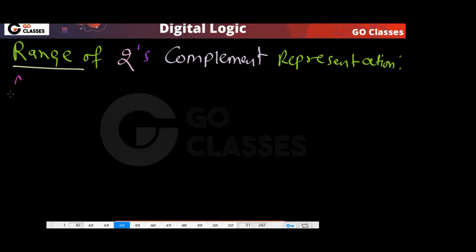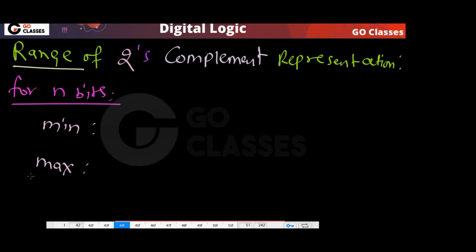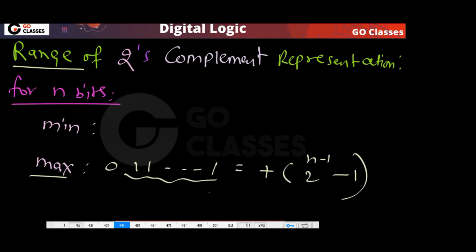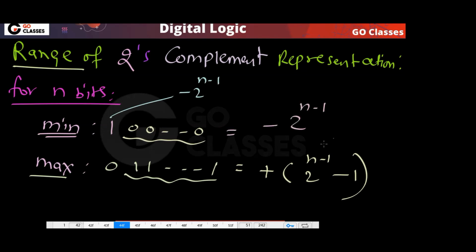Now using n bits, what will be the answer? The same question for n bits. What is the minimum you can create and what is the maximum? For the maximum, it will be 0 followed by all ones. That will be 2 power n minus 1 minus 1. And what will be the minimum? The minimum will be 1 followed by all zeros, because this will give you the weight of minus 2 power n minus 1. So the minimum is minus 2 power n minus 1.